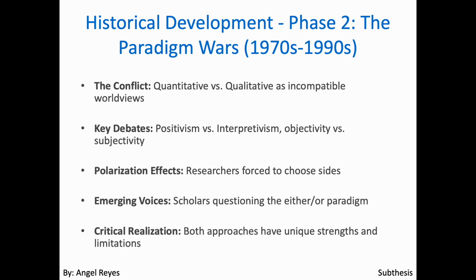Polarization effects forced researchers to choose methodological sides, creating tribal loyalties that persist today. You were either a quantitative researcher or a qualitative researcher, never both. However, courageous voices began questioning this artificial either-or paradigm. Some scholars recognized that both approaches had unique strengths and limitations that could complement rather than compete.